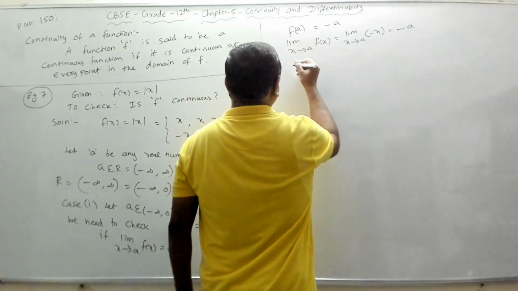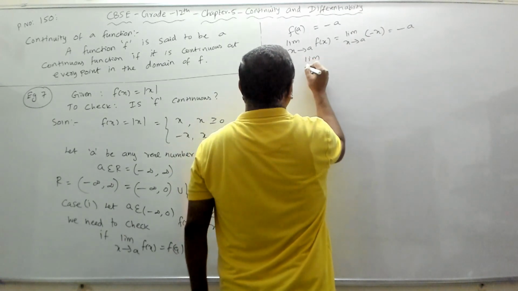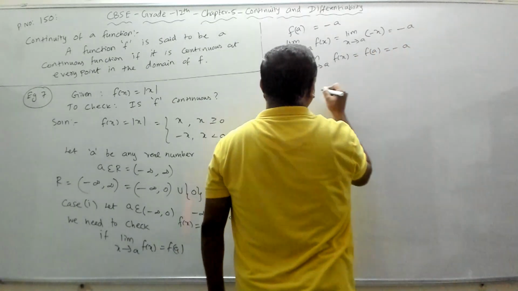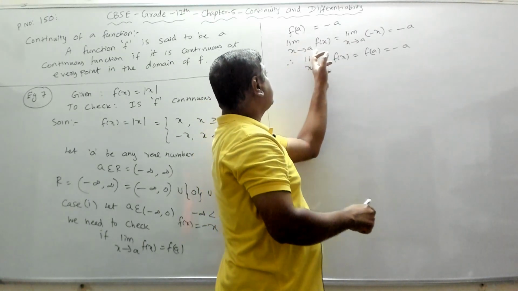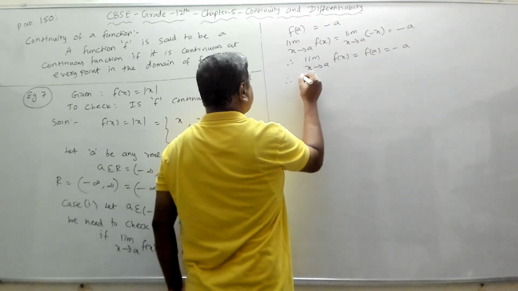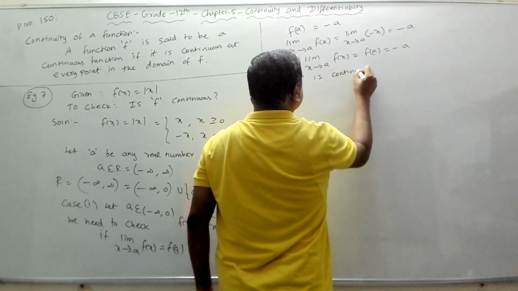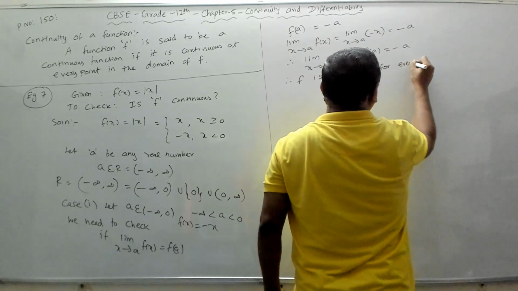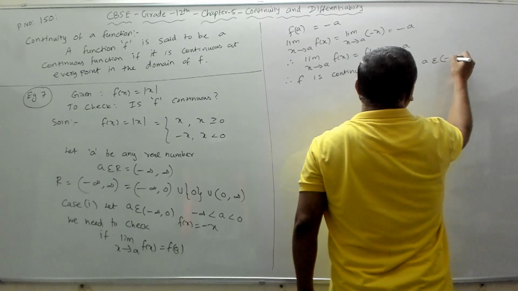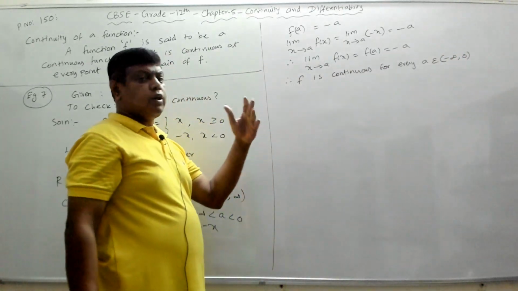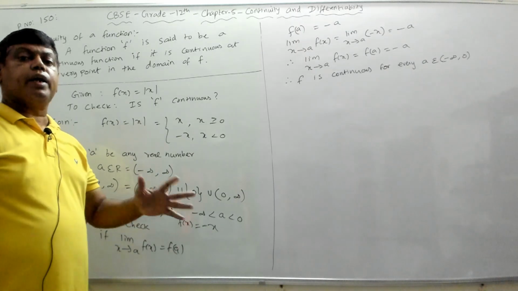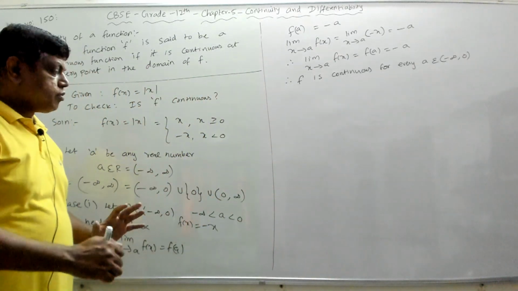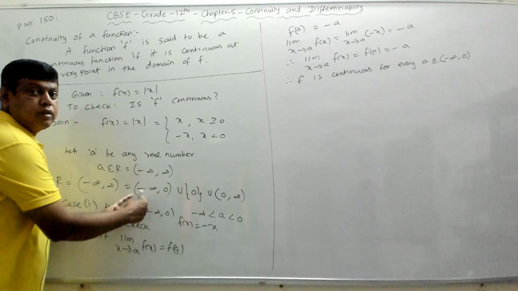Therefore we'll say limit x goes to a of f of x equals f of a, and both are equal to minus a. So therefore we'll say f is continuous for every a that belongs to minus infinity to 0. Which means f is continuous for every negative real number, because a is a negative real number. So we have proved that f is continuous for all the negatives.